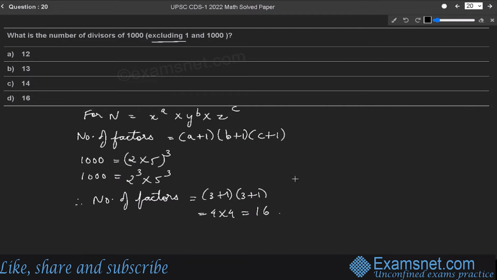But we have to exclude 1 and 1000, meaning we have to exclude two numbers from 16. Therefore, 16 minus 2 will be 14. So the number of divisors of 1000 excluding 1 and 1000 is 14. Therefore, the correct answer for this question is option number C. In this type of question, we just have to find the prime factorization of the given number and then we will get the total number of factors. This type of question usually comes in the exams.